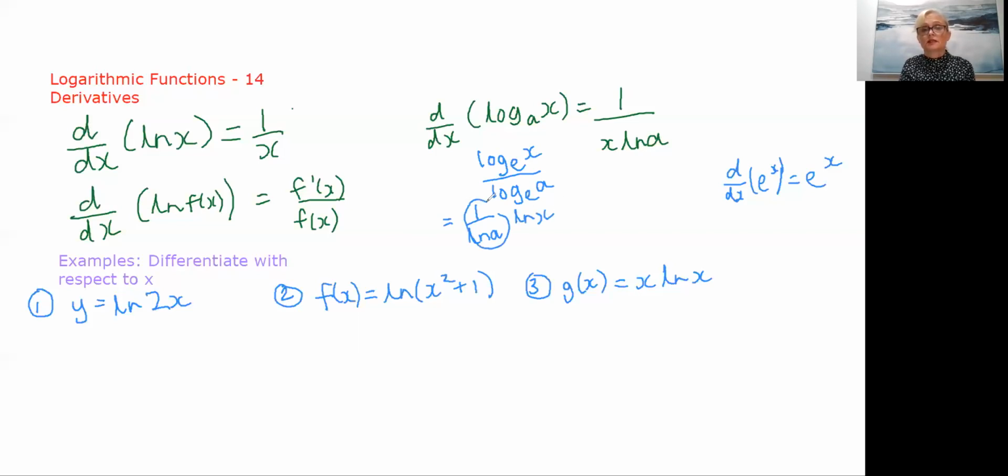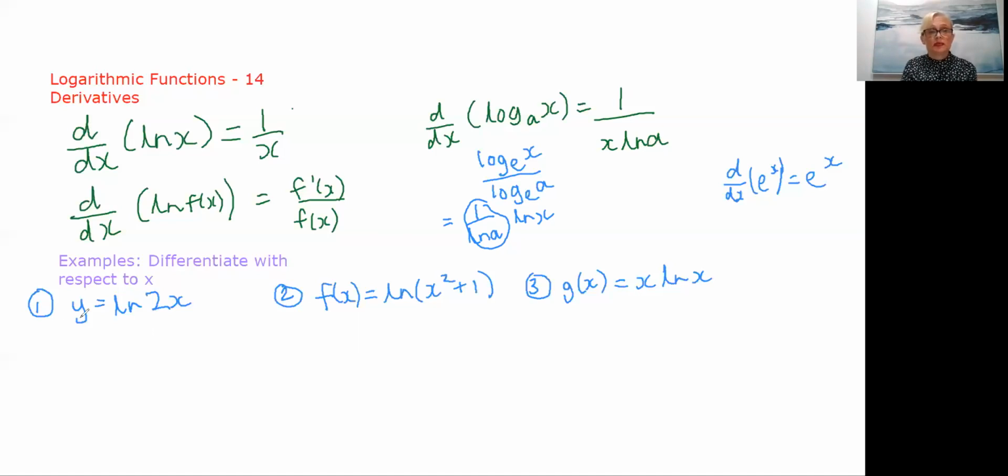Now, this is just a number, all right? When we're differentiating and we have a constant multiplier, that just comes along for the ride. That's why when we differentiate this, we get 1 over x, but we also get times 1 over natural log of a. All right, let's just do a few quick examples here.